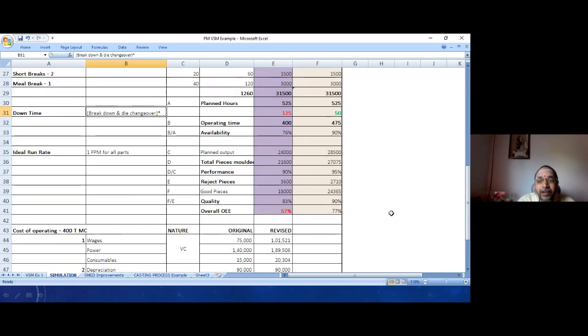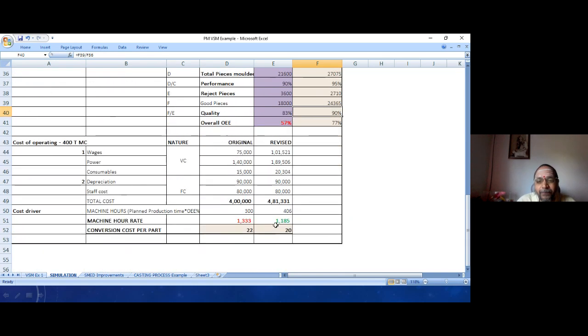Then, where do I get rejections? Which model's rejection is more? What are the underlying reasons? Is it because of design problems? Is it because of other issues? Right? So this way I keep on drilling, getting into reasons, and then converting it into a cost figure. That is the key, right?